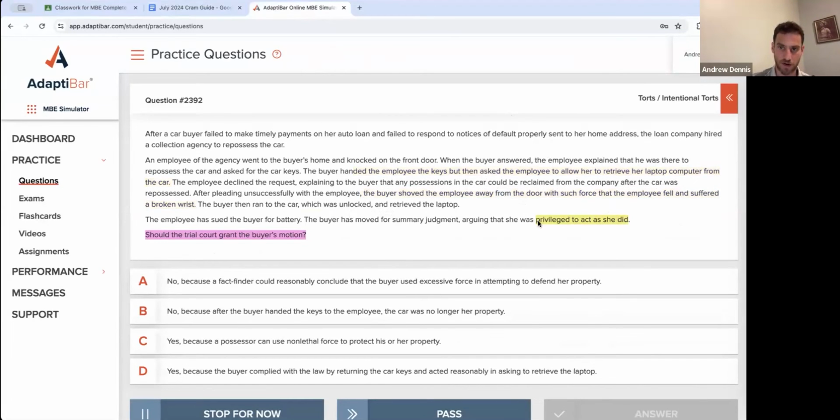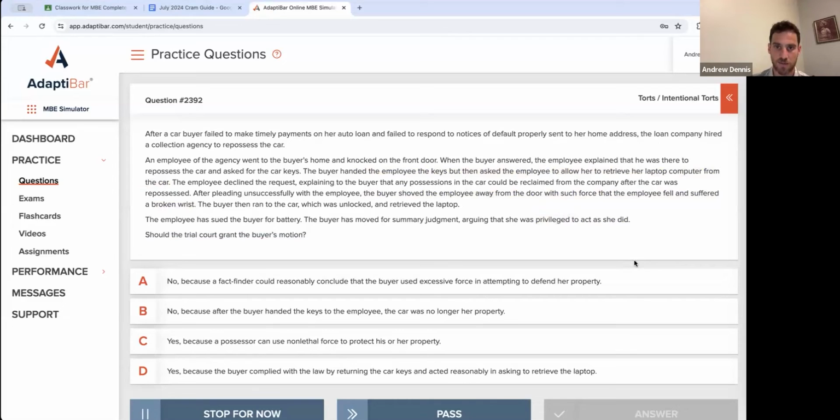After a car buyer failed to make timely payments on her auto loan and failed to respond to notices of default properly sent to her home address, the loan company hired a collection agency to repossess the car. An employee of the agency went to the buyer's home and knocked on the front door. When the buyer answered, the employee explained that he was there to repossess the car and asked for the car keys.